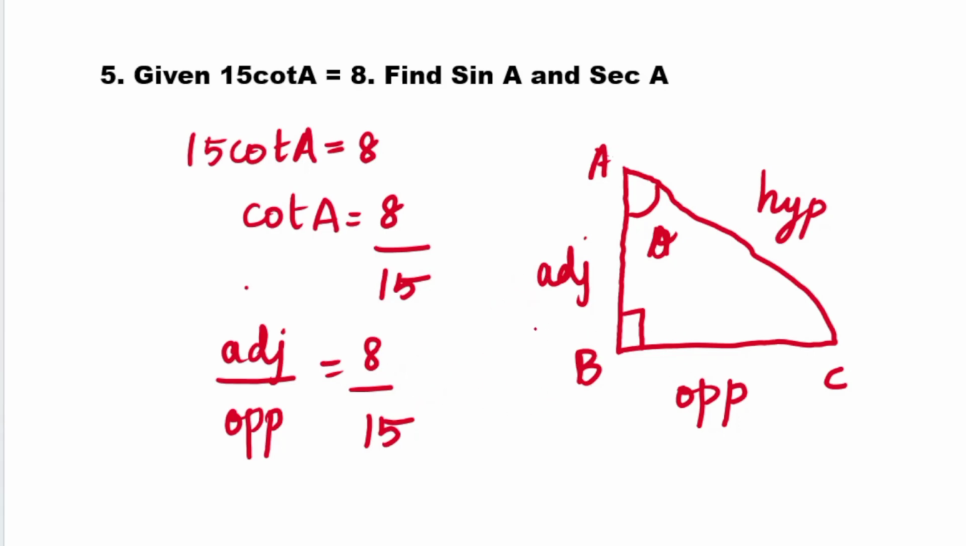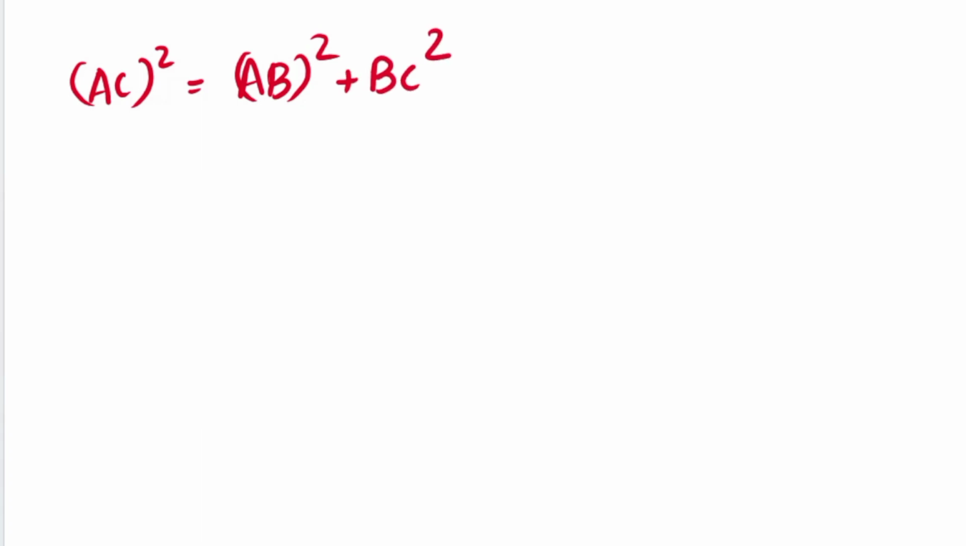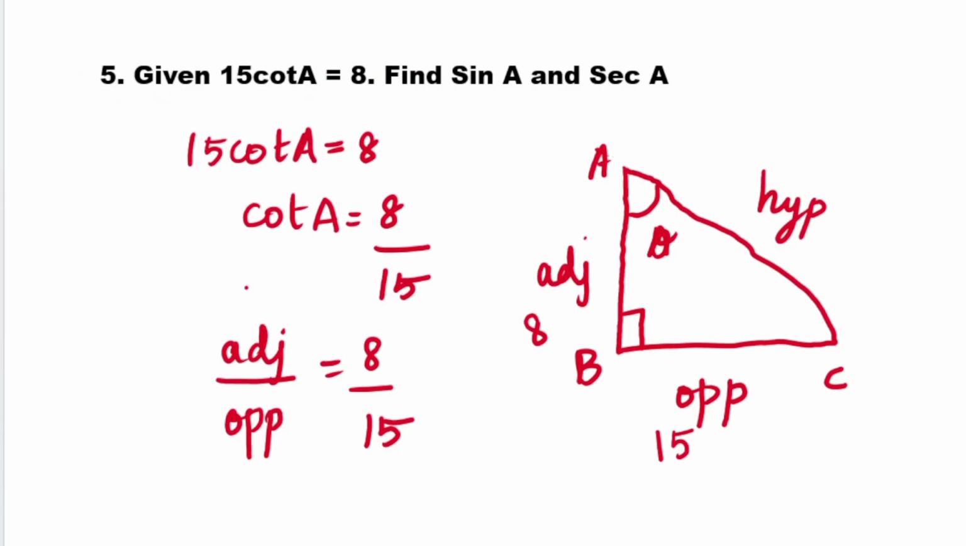So what is the adjacent side? The adjacent side is 8, right? And the opposite side is 15. Now we should find the hypotenuse. So by Pythagoras theorem, we know that the square of the hypotenuse is equal to the sum of the squares of the other two sides, which implies AC square is equal to AB square plus BC square. Now let's substitute the values. AC we have to find out, and AB is 8 and BC is 15.